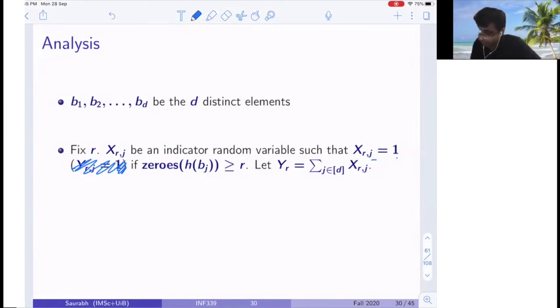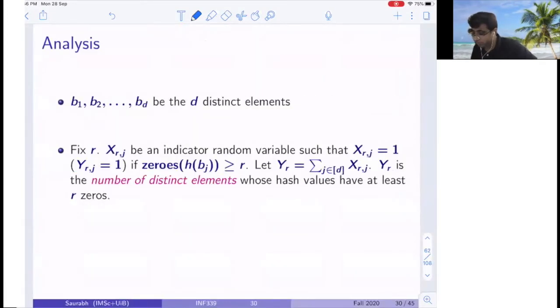Please ignore this, there's some typo here. So X_rj is an indicator random variable so that X_rj is equal to 1 if the number of zeros is at least r, and Y_r is the sum over j in d of X_rj. So those are the distinct elements which have at least r zeros. So Y_r is the number of distinct elements whose hash values have at least r zeros.